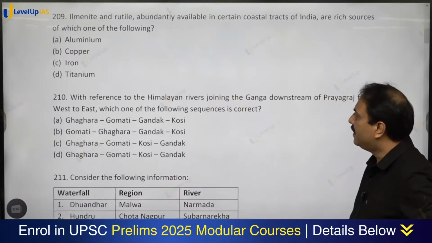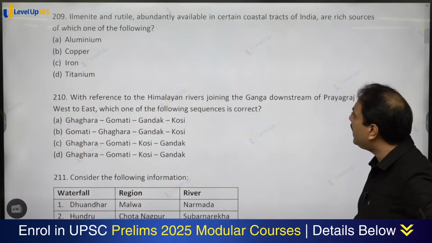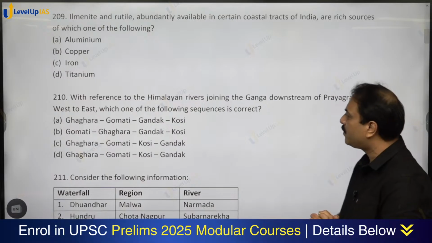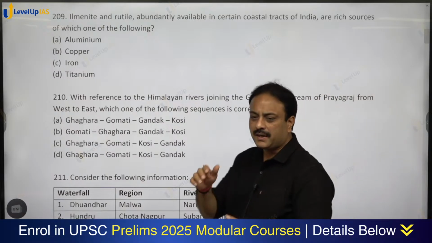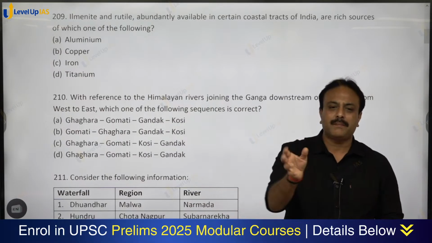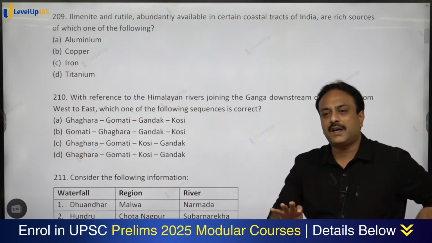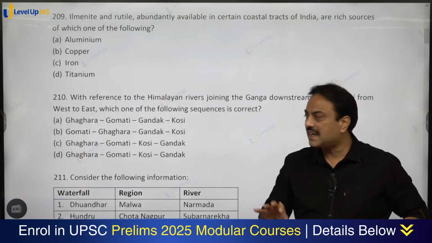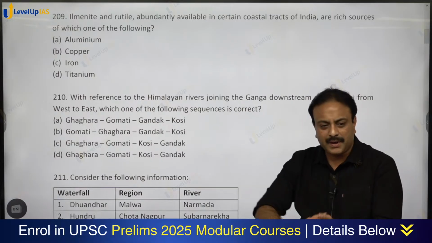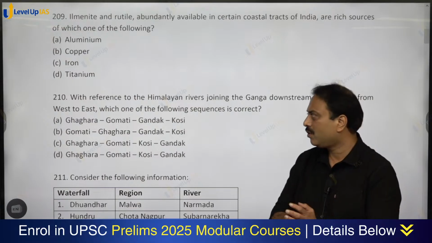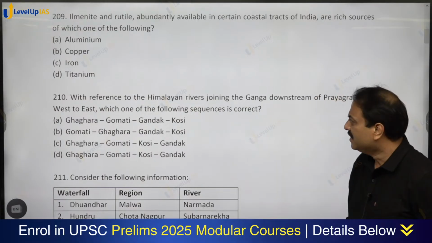Ilmenite and rutile, abundantly available in certain coastal tracts of India, are rich sources of which one of the following? Now a few questions that we are discussing in today's PYQs will have a mix of environment also, some science also. They will not be 100% related to geography only. The reason is that they have an element of geography, an element of science and tech, an element of environment also. So don't go by that, a few questions will be like that.